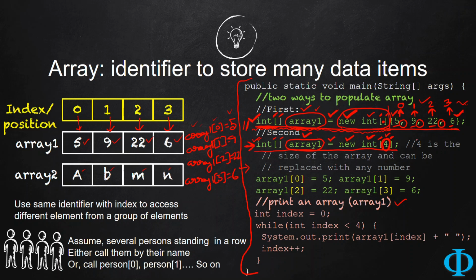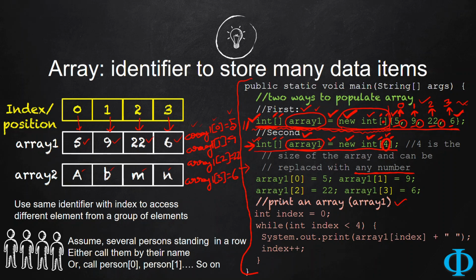Now, this 4 can be replaced with any other number based on the problem scenario. It can be 5, 6, and you can have any size of array. In our case, we are interested to store 5, 9, 22, and 6. That is 4 different data items. That's why I have used 4. But it can be 5, 6, 10, 100, 10,000, anything.